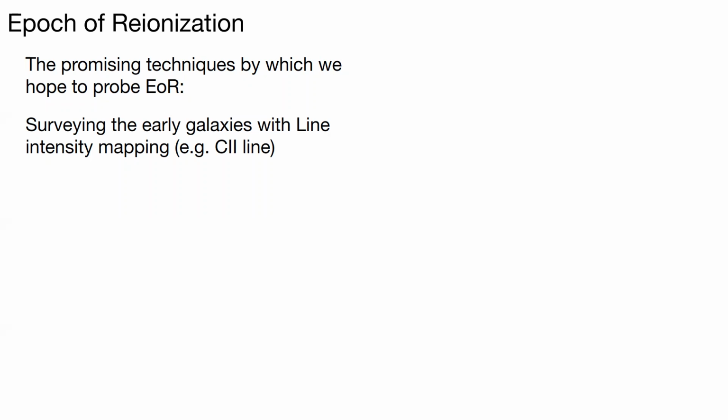So at the end of the day, people take up these empirical relationships that we observe in our local universe, and based on some physical assumptions, they try to extrapolate it to the high redshift. And that's how you can model what kind of radiation you should expect from these early galaxies.